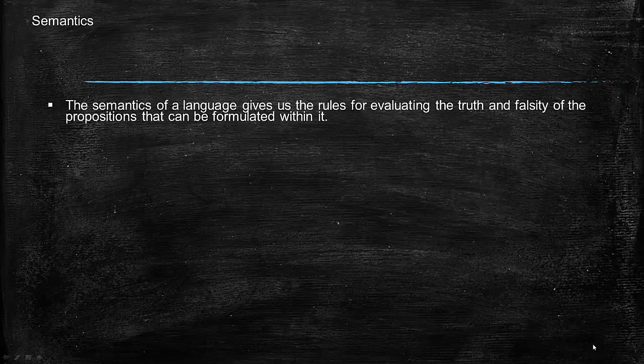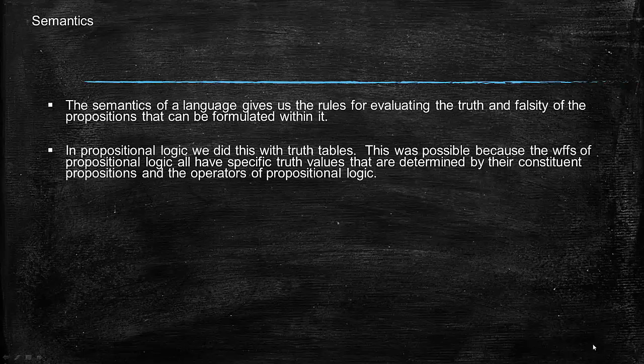So the semantics of a language are the rules for evaluating the truth and falsity of the propositions that we can formulate within the language. In logic, we think of the truth conditions of a language as constitutive of the meaning of the propositions. So in propositional logic, you'll remember we did this with truth tables, and as I just said, our understanding of truth tables figures critically in our ability to do the semantics of predicate logic, but we actually can't use truth tables themselves to evaluate predicate logic statements.